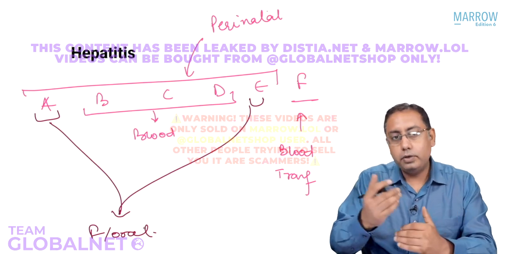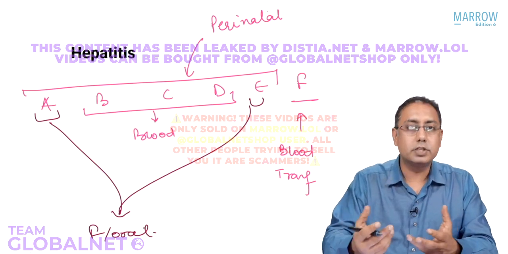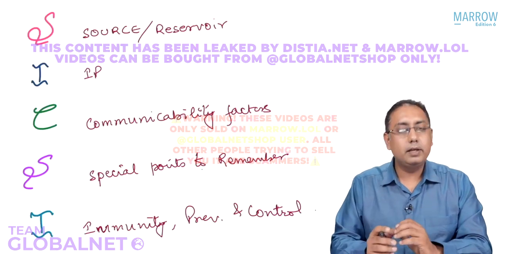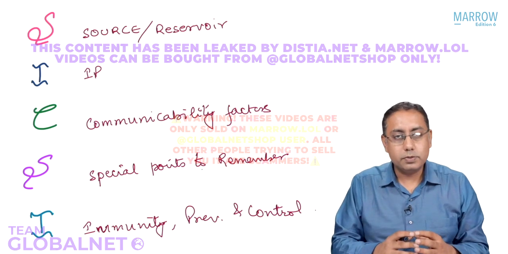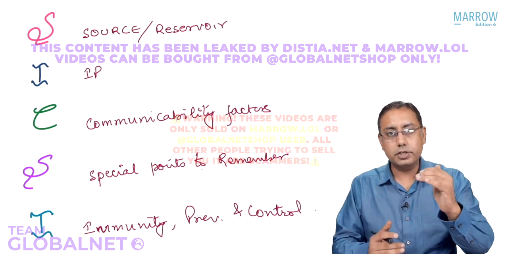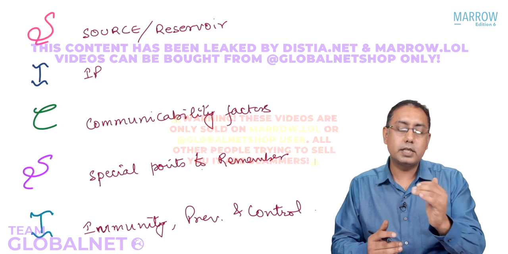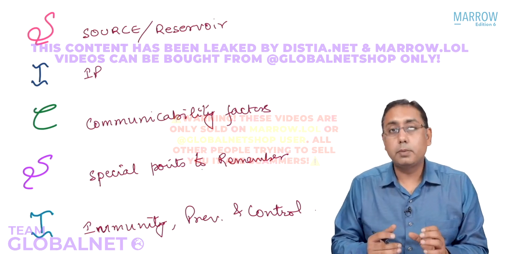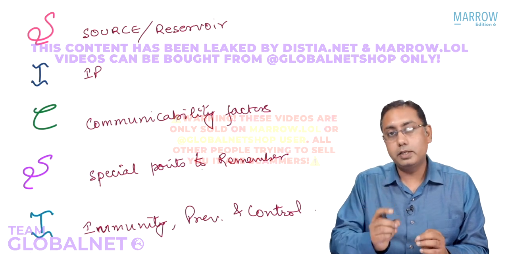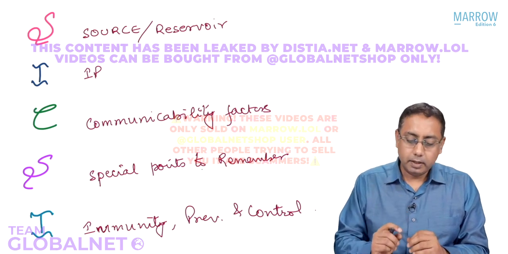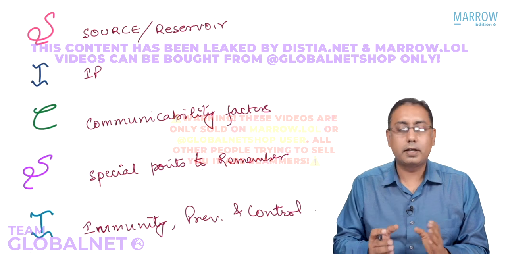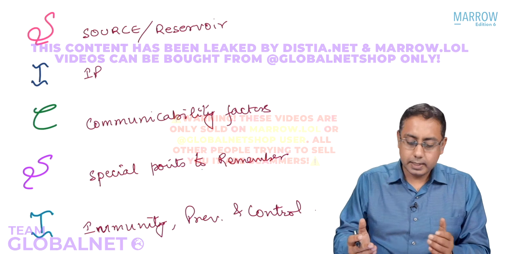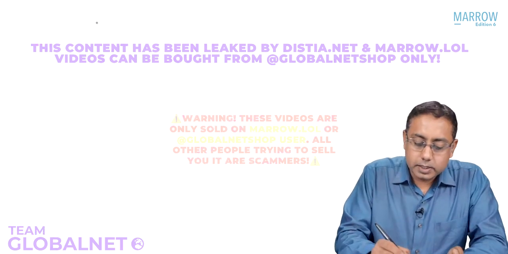Let us dive into each of them and see what are the features that we need to remember for our exam from a public health perspective. As you have seen in all the previous modules, we have discussed in terms of the 6C features, SICSI. S stands for the source or the reservoir or the agent factors. We will also talk about the incubation period or any time periods under the I heading. The C would stand for communicability factors, the period of communicability, mode of transmission, special points to remember, and immunity, prevention and control. Let us start with the first disease.